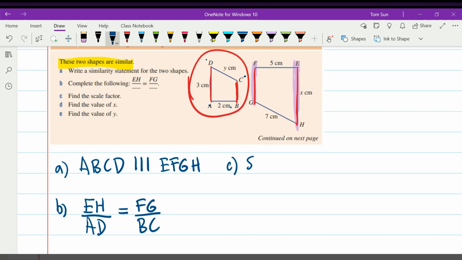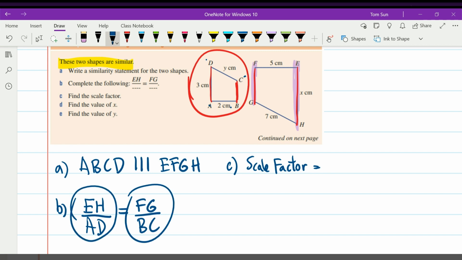It says find the scale factor. So write scale factor. Okay, scale factor is once again, we're doing this thing again. We're looking at this or this, and we can choose any two sides we want. To find the scale factor, we're going to need to find two sides which both have a value, because some of these sides don't have lengths written next to them. Some of them have an unknown length.